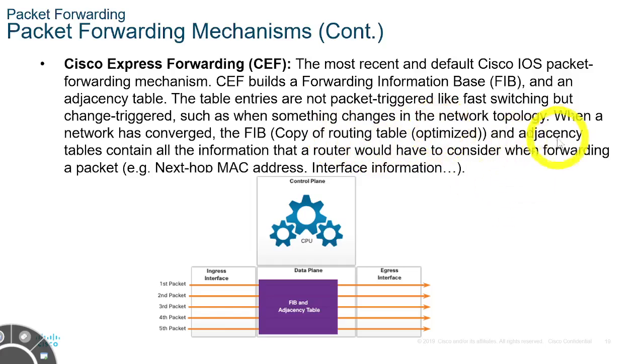And the adjacency table has the next hop information about the neighbors of a router. So FIB is the optimized routing table, and the adjacency table has next hop information about the neighbors of the router, and interface information, for example.